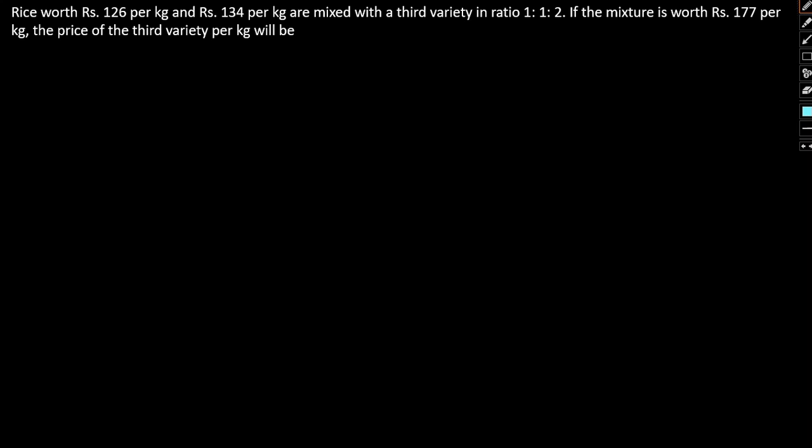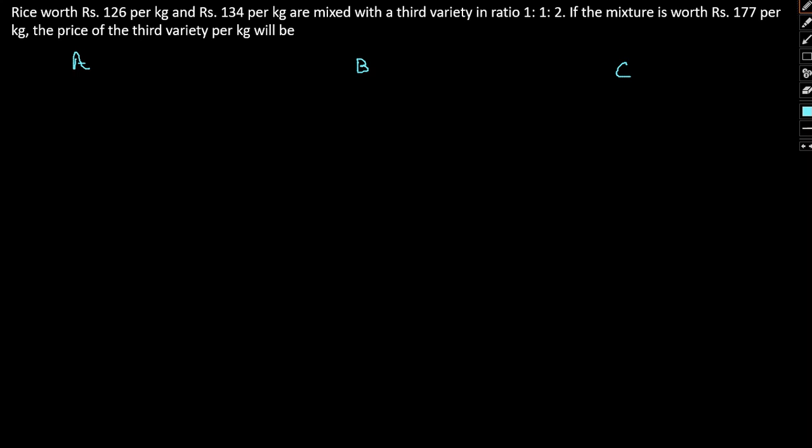Rice worth 126 rupees per kg and 134 rupees per kg are mixed with a third variety in the ratio 1:1:2. If the mixture is worth 177 per kg, the price of the third variety of rice will be? So let's say this is variety A, this is variety B, this is variety C.